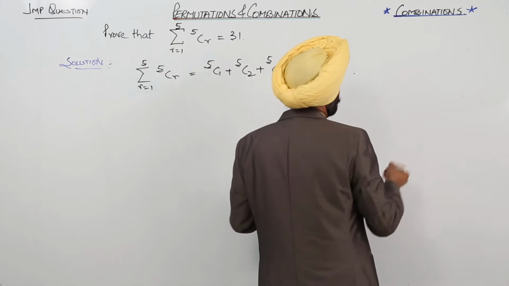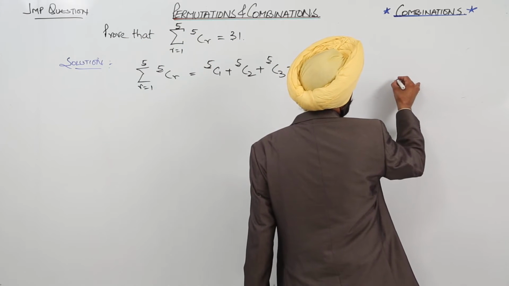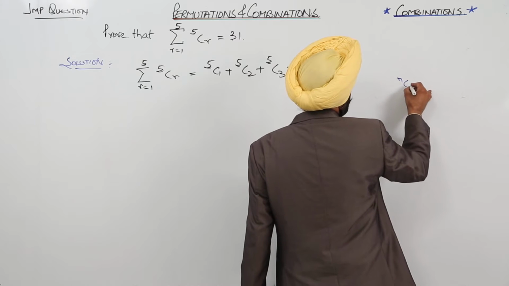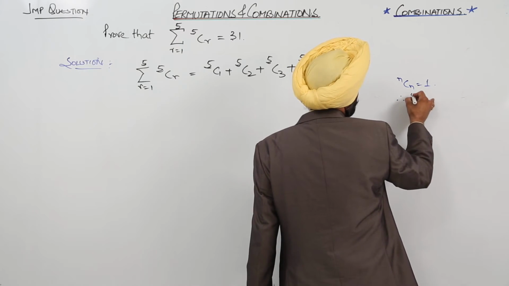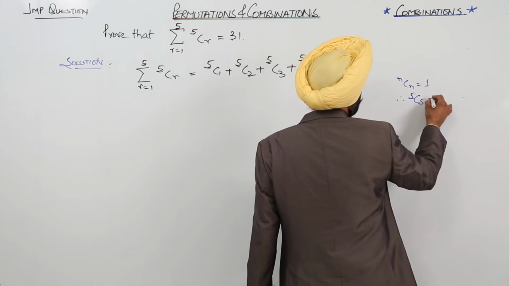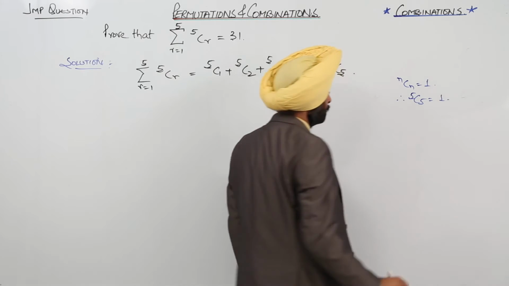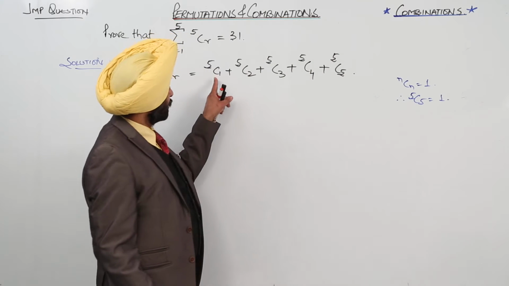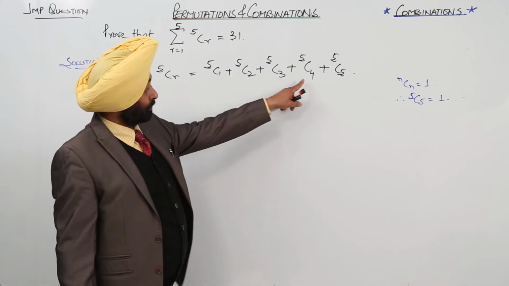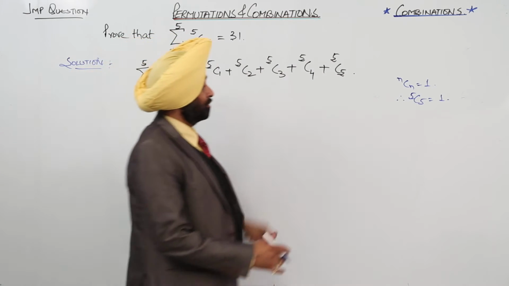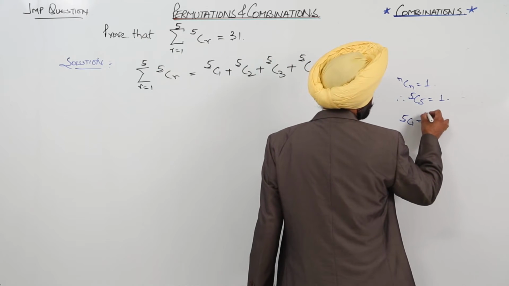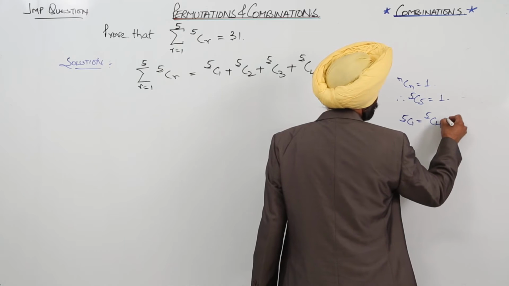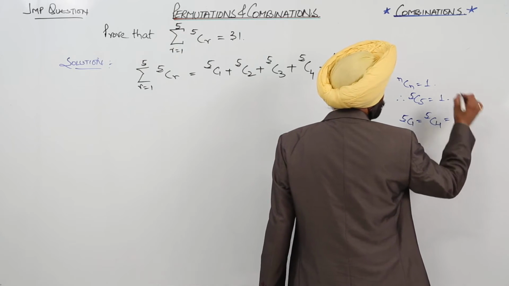Now what do we know? Now n is equal to 1, therefore 5C5 is equal to 1. Now 5C1 and 5C4, these are the same terms. Okay, so 5C1 is equal to 5C4, and this is equal to 5.